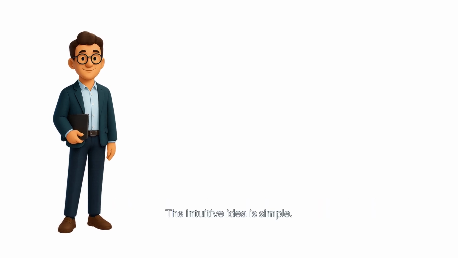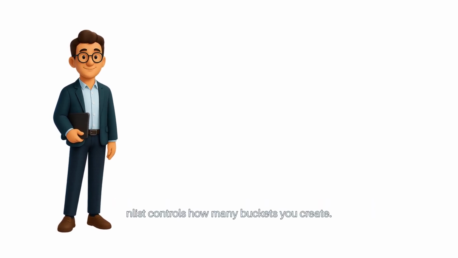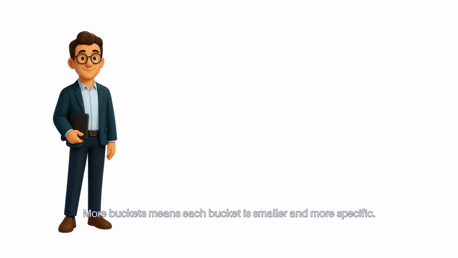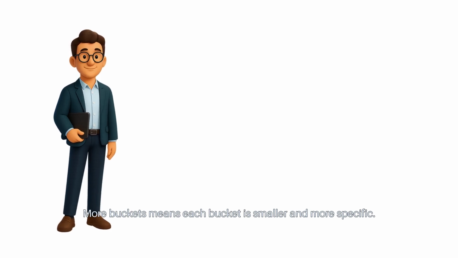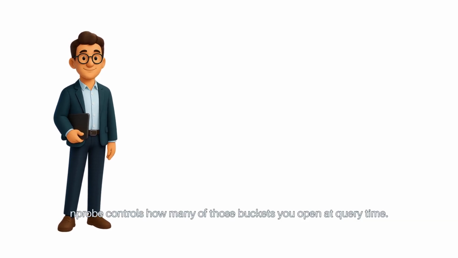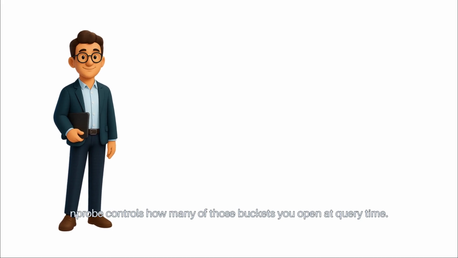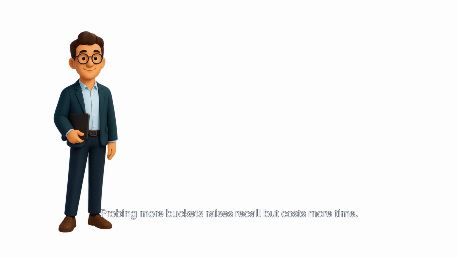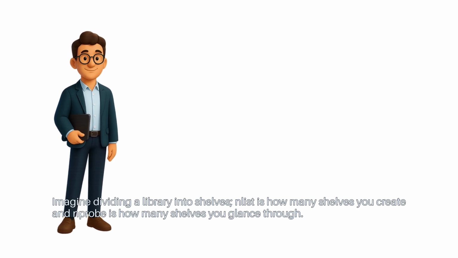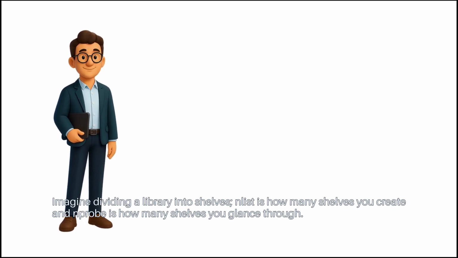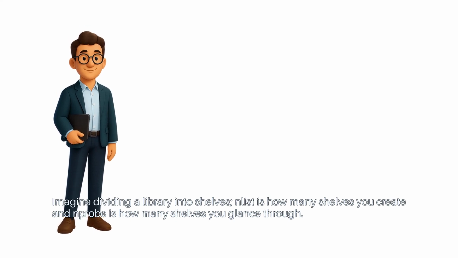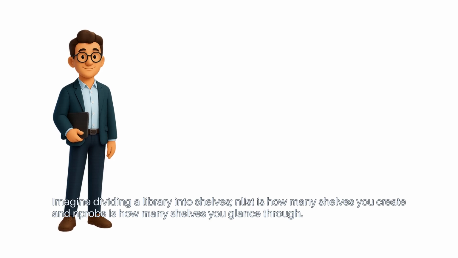The intuitive idea is simple. nlist controls how many buckets you create. More buckets means each bucket is smaller and more specific. nprobe controls how many of those buckets you open at query time. Probing more buckets raises recall, but costs more time. Imagine dividing a library into shelves. nlist is how many shelves you create, and nprobe is how many shelves you glance through.